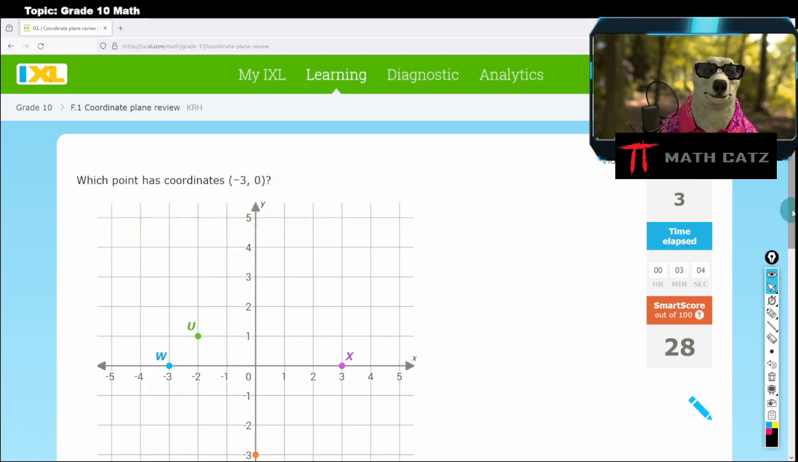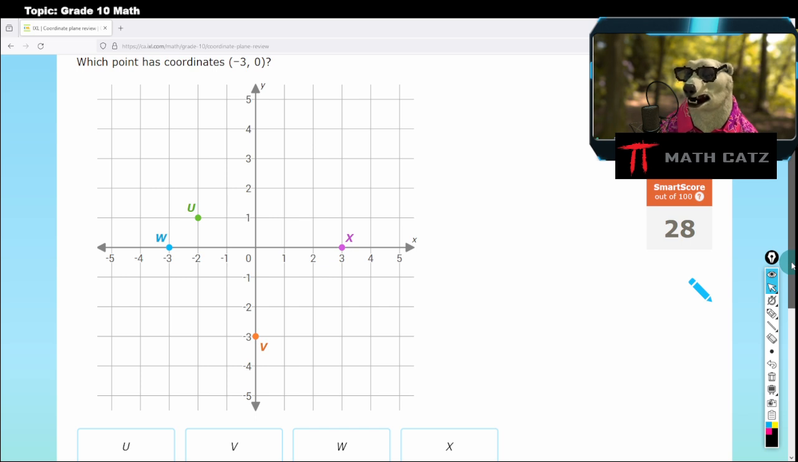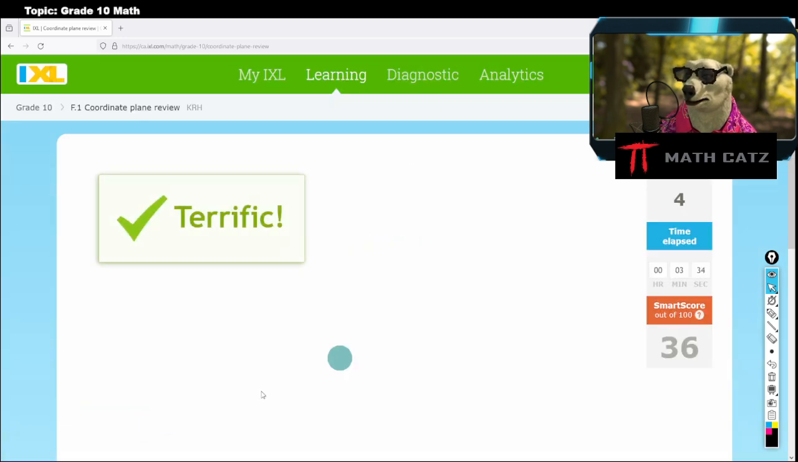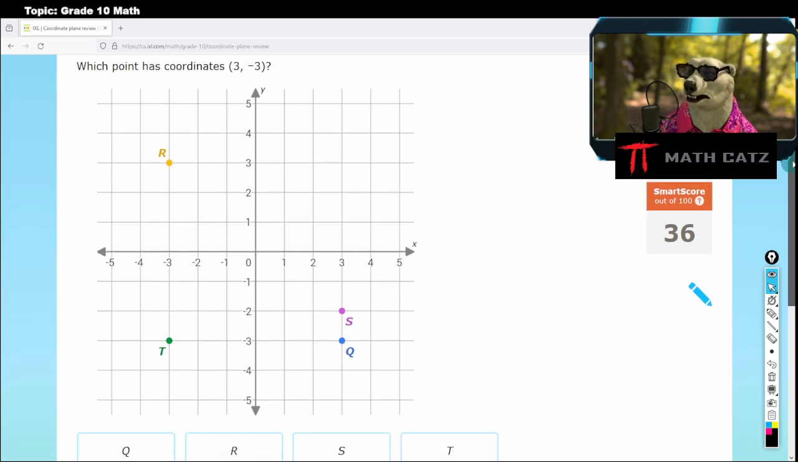Fantastic. And that is pretty much, actually no, let's do this one. I wanted to stop, but there's a little variation here. Given the coordinates negative 3, 0, which point is that? Well, it has to line up with x negative 3, which is this one, and there's no other one. And we can confirm it also lines up with y equal to 0. So it is W. W. Terrific.